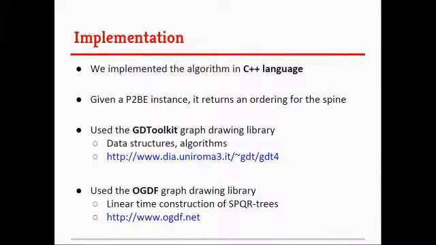And now I will discuss the implementation of this algorithm. We implemented it in the C++ language and used two graph drawing libraries, GDToolkit, which acts as the main framework of our application, and OGDF for its capability to build SPQR trees in linear time.